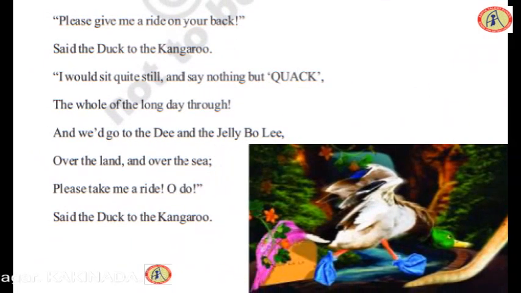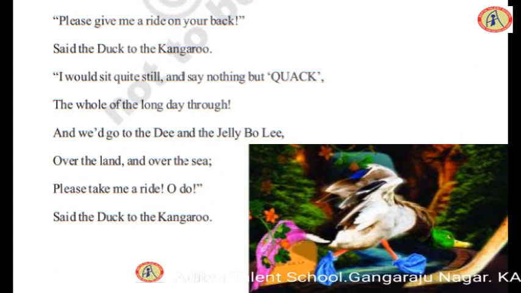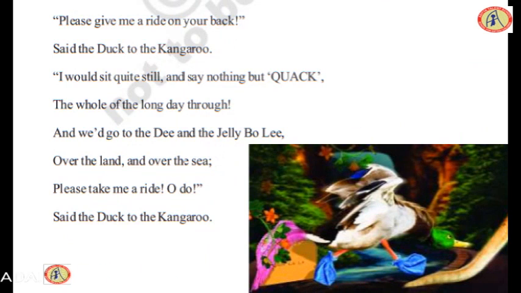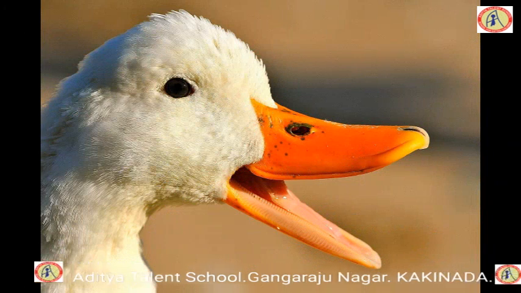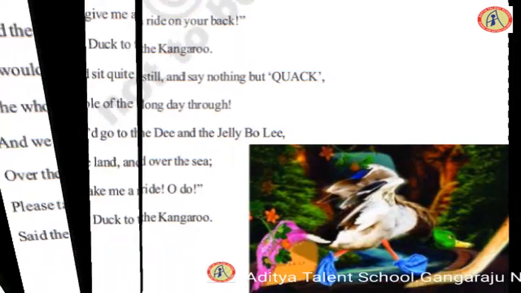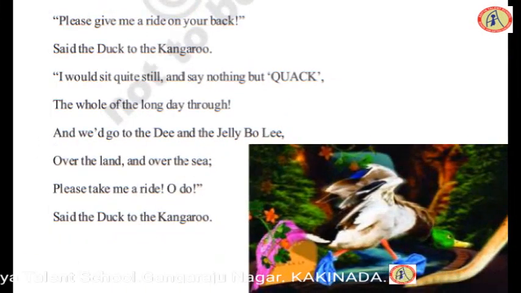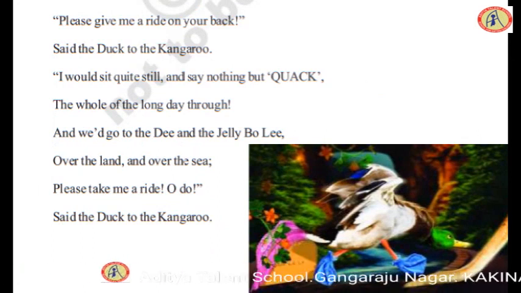In the second stanza, "Please give me a ride on your back," said the duck to the kangaroo. "I would sit quite still and say nothing but quack the whole of the long day through. And we would go to the Dee and the Jelly-Bolly, o'er the land and o'er the sea. Please take me a ride, oh do," said the duck to the kangaroo. Now it is requesting. The Dee and the Jelly-Bolly is a wonderful place imagined by the poet.